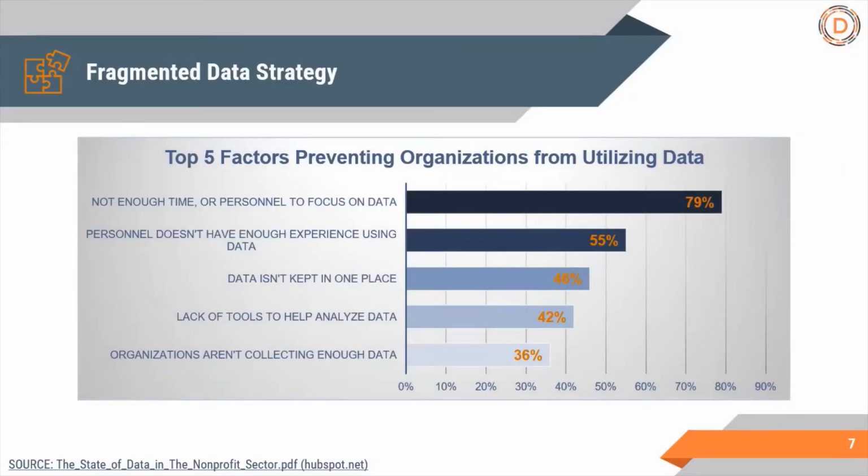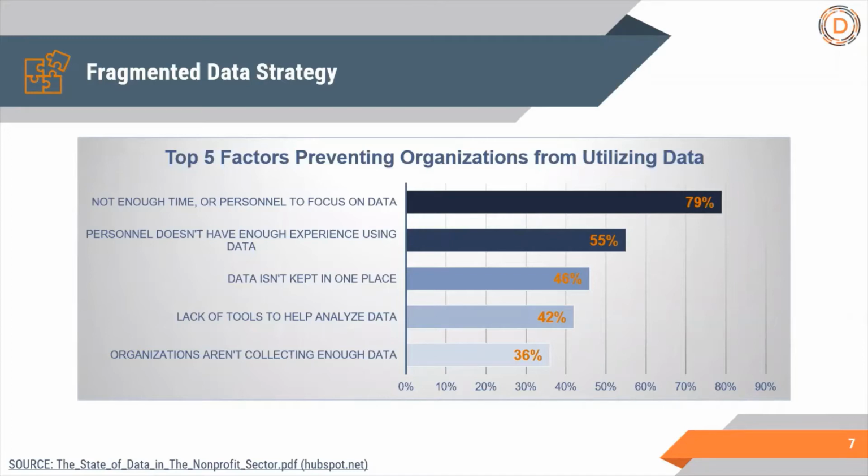Another challenge that nonprofits often face is what we call a fragmented data strategy. We all know that we need data, but there isn't always a good plan to make that happen. One of the main reasons is that nonprofits just don't have the time or the personnel to focus on data. In a recent survey, 79% of nonprofits said this was the main reason they weren't making better use of their data. Another 55% said their staff just didn't have enough experience using data.